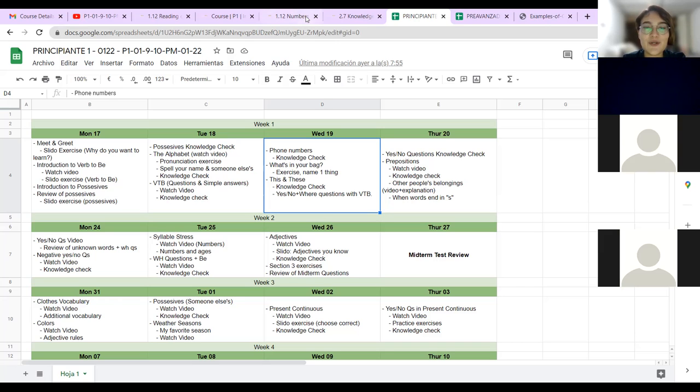Veo que ya estamos 20 personas. So I think it is good for us to start. I think we're good to start today. Les decía, por si no se habían unido, that today we'll be reviewing phone numbers, vocabulary about things that you have in your bag, vocabulario de cosas que tenemos a la mano en nuestra cartera, en nuestra billetera, and reviewing the difference between this and this, singular and plural. So let's get started with today's class.